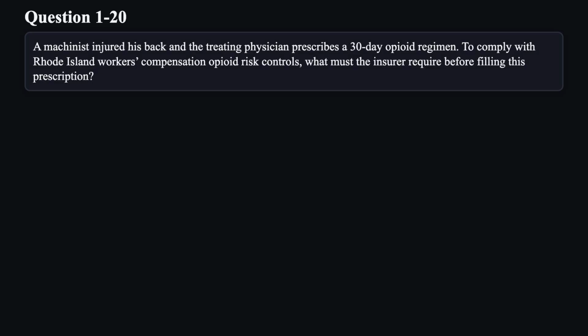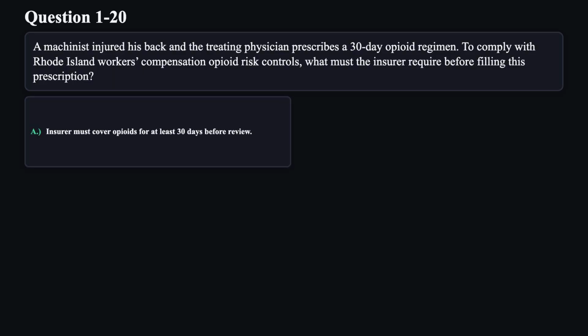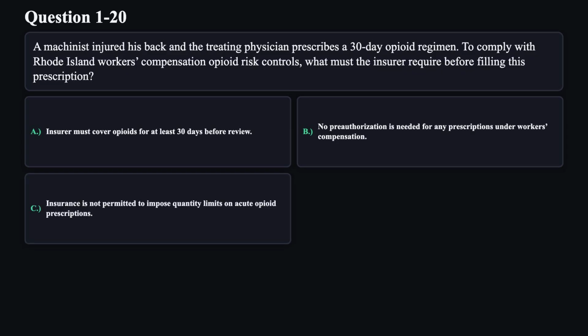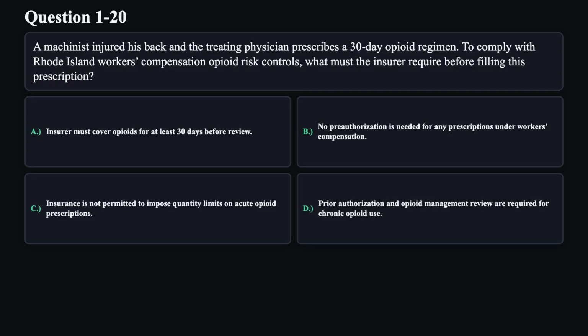Question 20. A machinist injured his back and the treating physician prescribes a 30-day opioid regimen. To comply with Rhode Island workers' compensation opioid risk controls, what must the insurer require before filling this prescription? A. Insurer must cover opioids for at least 30 days before review. B. No pre-authorization is needed for any prescriptions under workers' compensation. C. Insurance is not permitted to impose quantity limits on acute opioid prescriptions. D. Prior authorization and opioid management review are required for chronic opioid use.